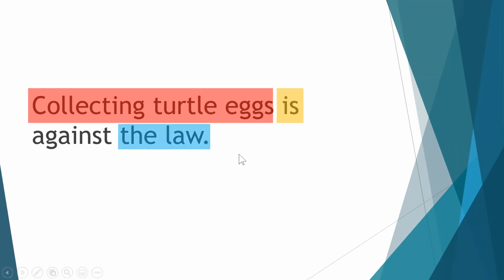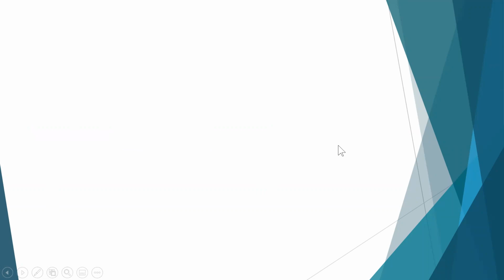The object is the law, because collecting turtle eggs breaks the law. So the object of the sentence is the law.